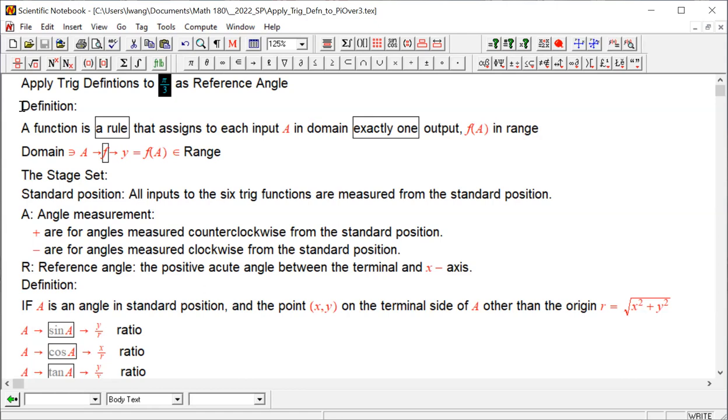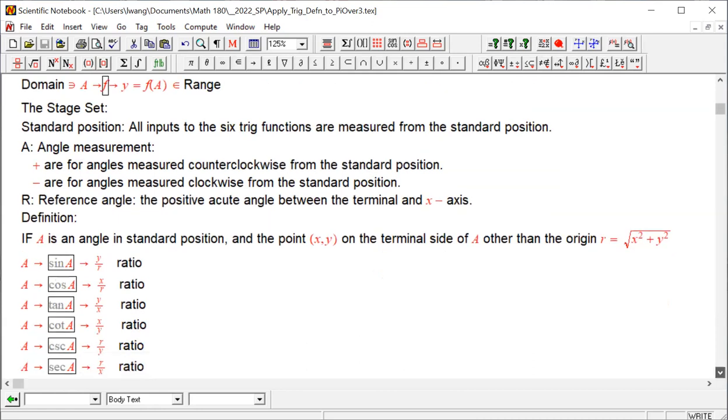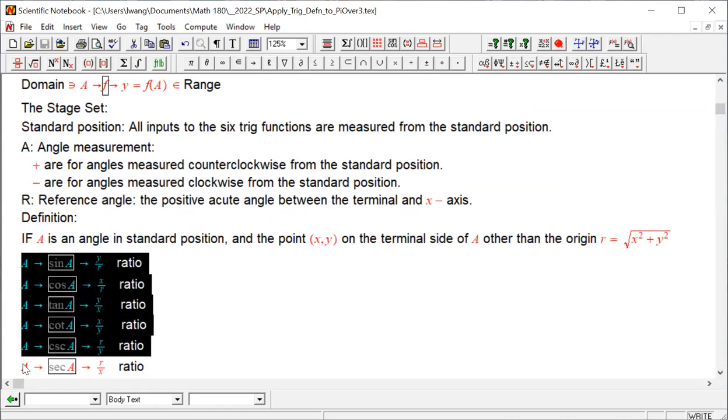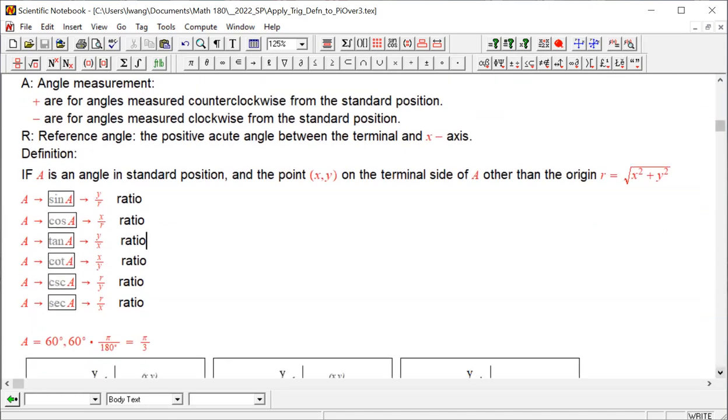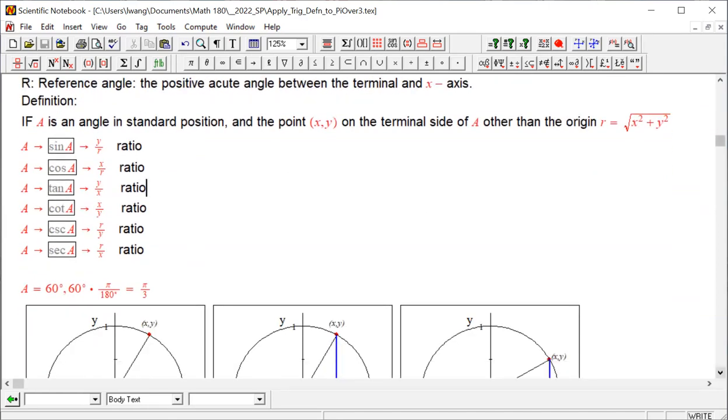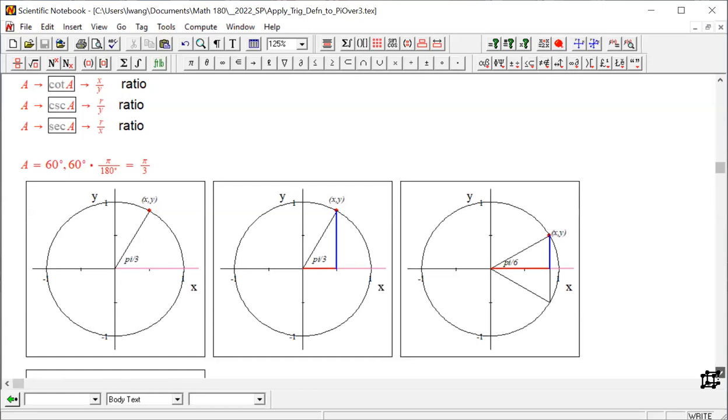Now, according to definition, of course, we still have the definition, right? The function is a rule. We have 6 rules in the trig function. Of course, we have more, but for now, we're discussing these 6 rules, and we know that each one of them has angles as input, and they produce ratios of various sort. For pi over 3, 60 degrees.